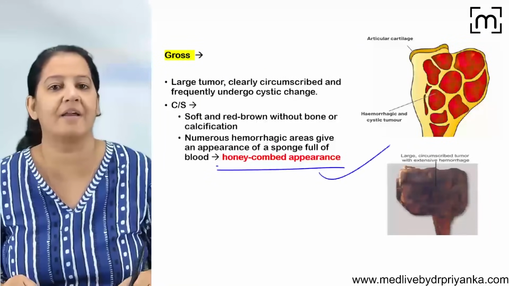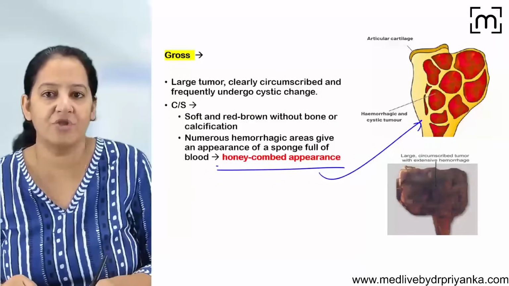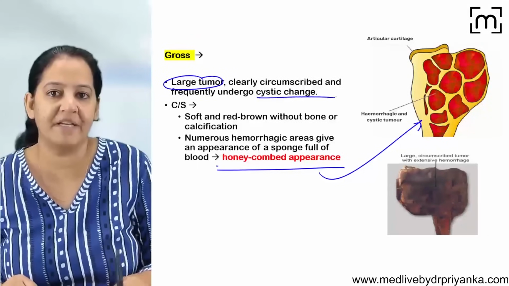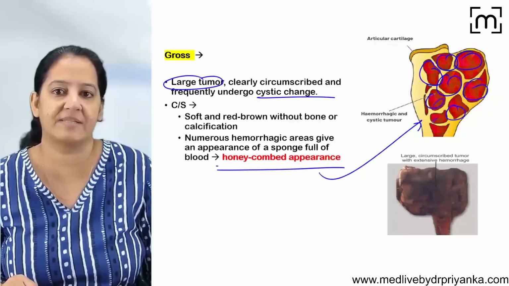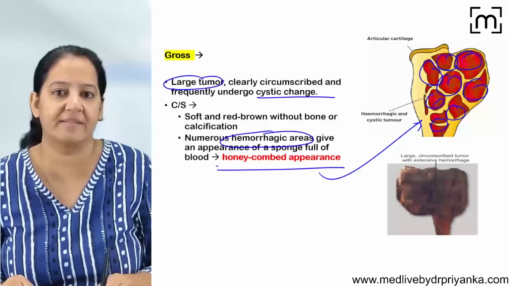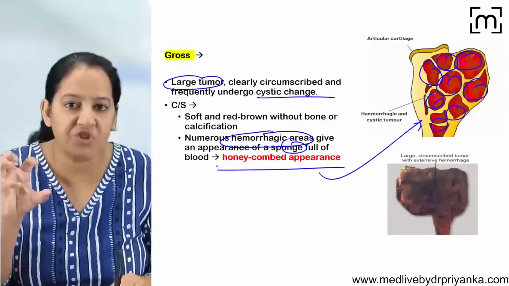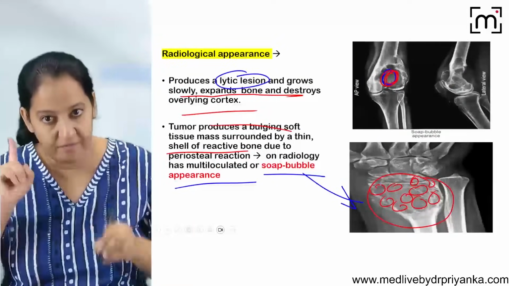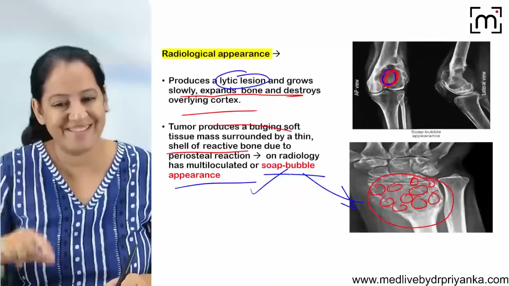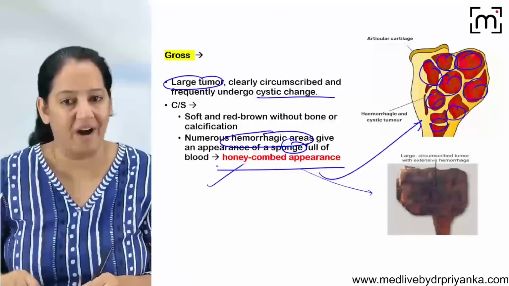Grossly, it is appearing as honeycomb appearance. So you can see a large tumor is there. It has multiple small cysts which are filled with blood. So hemorrhagic cysts are there. Numerous hemorrhagic areas are there, which give a sponge-like appearance. It is known as honeycomb appearance. So in radiology, learn one word, soap bubble appearance, and in the gross, learn one word, honeycomb appearance.